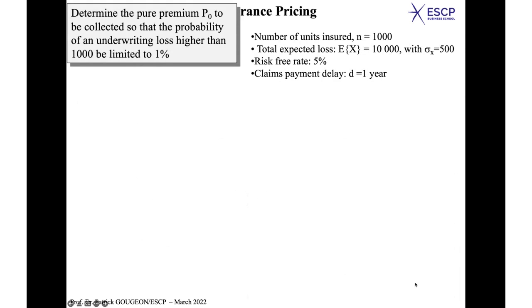Okay, so to make sure you have a good understanding, let's move to the other exercise. And I recommend that you do it yourself again to make sure you are comfortable with it. Now I ask you to determine the pure premium P0 to be collected so that the probability of an underwriting loss higher than 1,000 be limited to 1%. Number of units 1,000. Total expected loss: here I give you directly the total expected loss 10,000 with a standard deviation of 500. Risk-free rate 5%, claims payment delay 1 year. This exercise, maybe I should have started with this one because this one is even more simple.